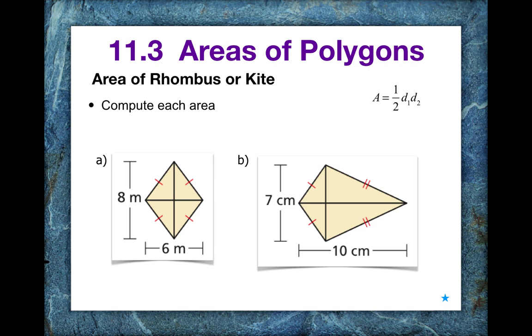Computing the area then is fairly simple for this part A. You just multiply 8 times 6 times 1/2. The same thing with this kite. It's going to be 1/2 the height here and one diagonal and the other diagonal times 1/2. So I'll let you compute those.